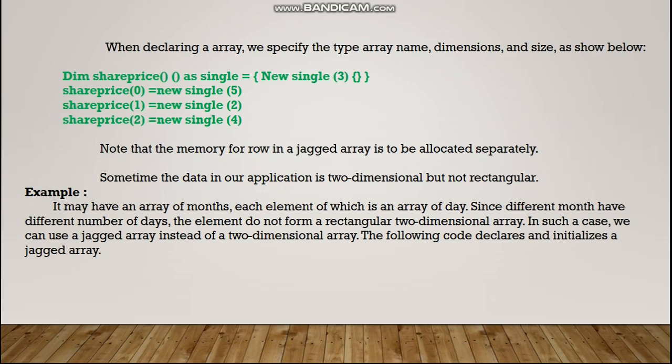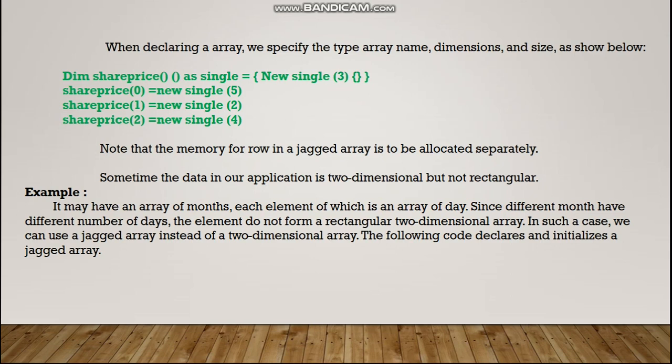sharePrice(0) = New Single(5), sharePrice(1) = New Single(2), and sharePrice(2) = New Single(4). So the memory for each row of a jagged array is allocated separately.